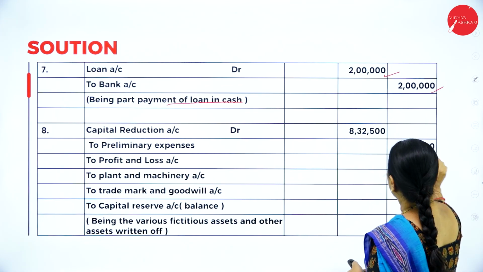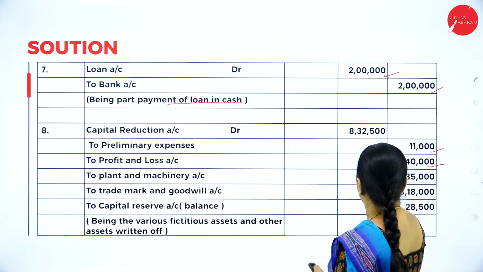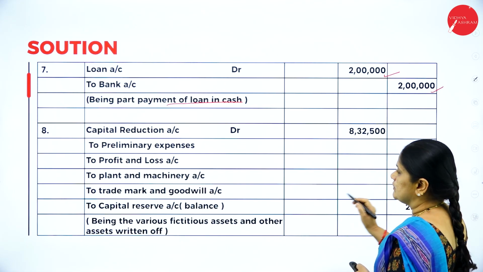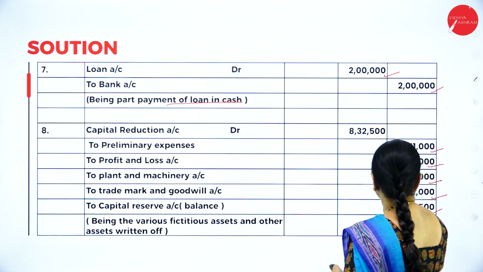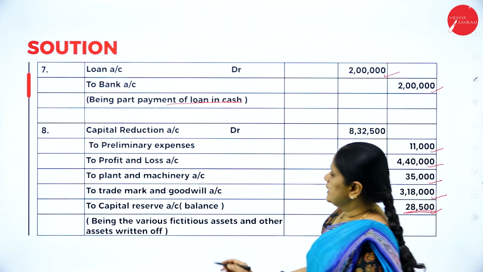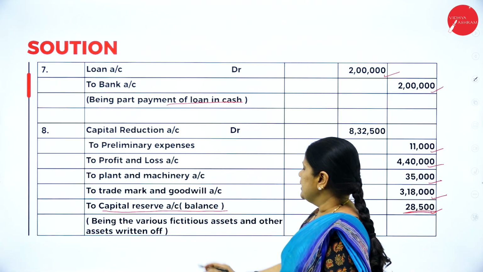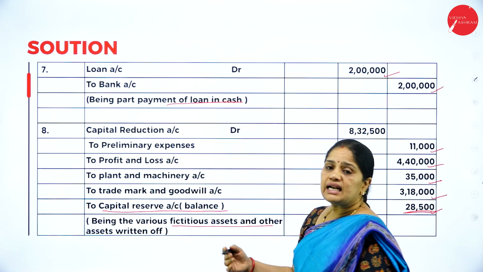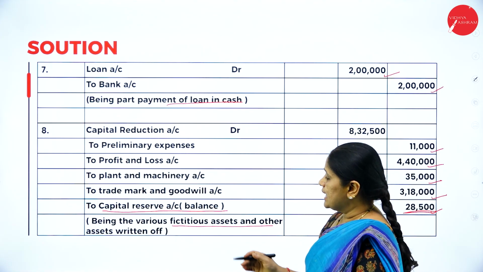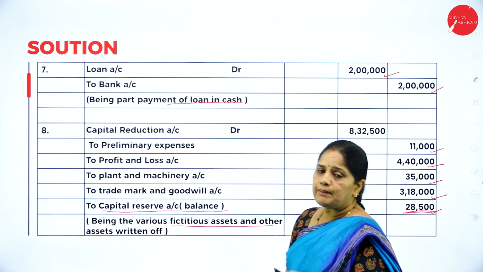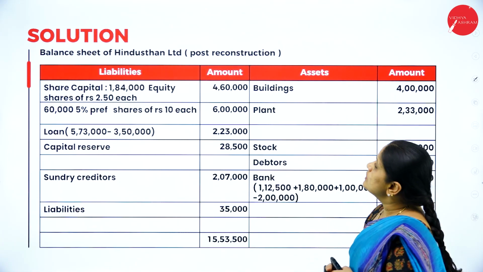So totally it comes up to 8,32,000. So you are writing off the preliminary expenses 11,000, to profit and loss account 4,40,000, to plant and machinery 35,000, to trademark and goodwill, and whatever is the difference amount, 28,500, that is being credited to the capital reserve account, being the various fictitious assets and other assets written off. So we have written off all the fictitious assets and other assets with the help of the capital reduction account balance. Then now we have the new balance sheet of Hindustan Limited.